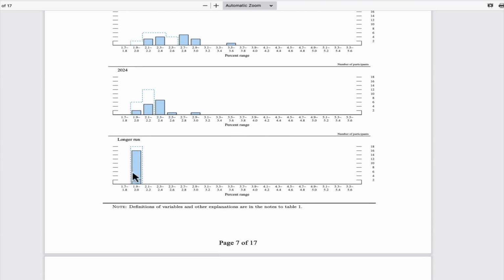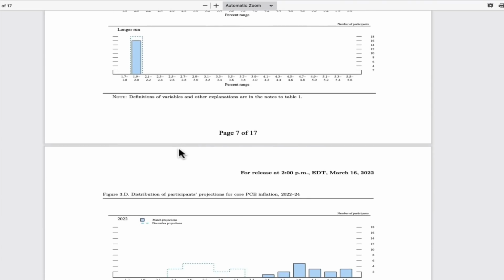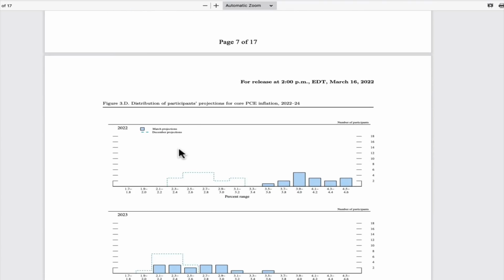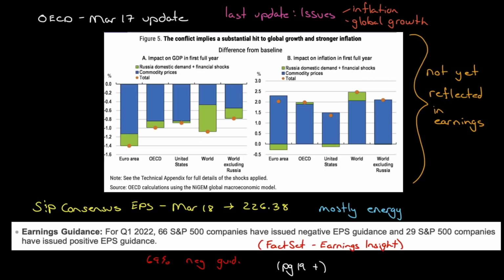In the longer term, everybody is saying, yeah, if we do our job, we should get to the longer term rate of 2%, which is what we're all doing here. So in the longer term, you're going to get there. Of course, everyone's going to say yes. But when's the longer term, right? Distribution of participants' projections for core PCE, and you can see the whole range has shifted upwards as well. This is 17 pages long. I do recommend that you click on the link and have a look at it. But we've seen what we've wanted to see on this one.